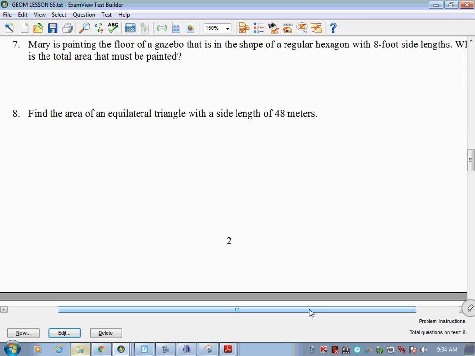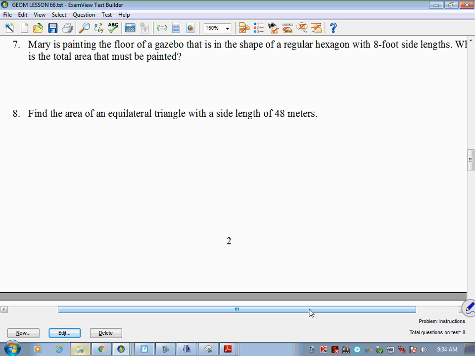Okay. Number 7. Mary is painting the floor of a gazebo that is in the shape of a regular hexagon. We've worked with hexagons. That's what number 6 was. But it has sides that measure 8 feet, instead of 4, right? What is the total area that must be painted?